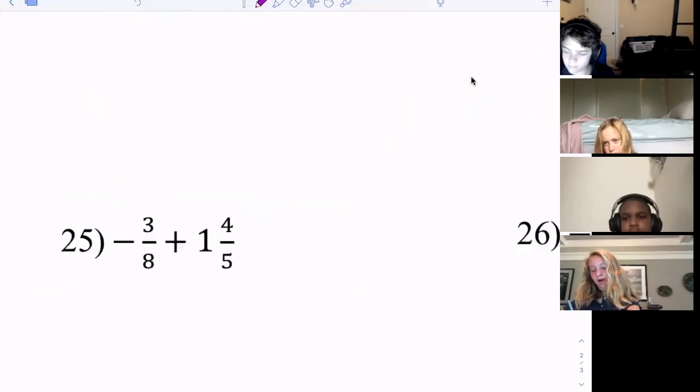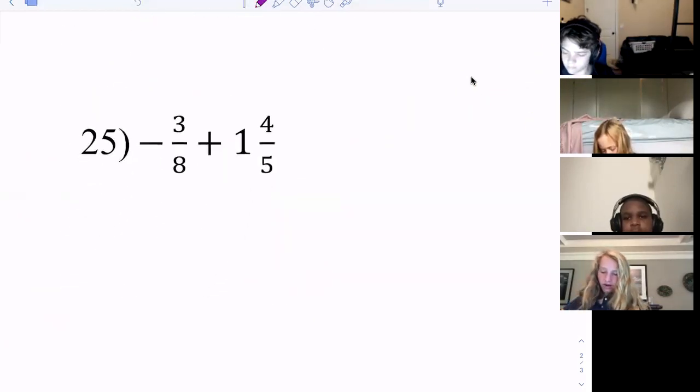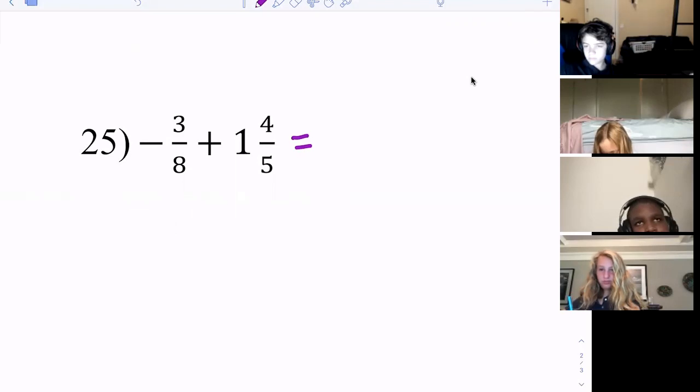Number 25. Uh-oh, we got issues here. First thing I want to do is remember, we identify, are we going to add or subtract the fractions? We're going to subtract them. Is the final answer going to be positive or negative?